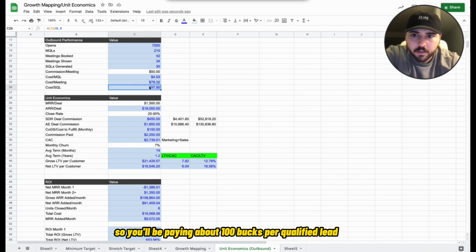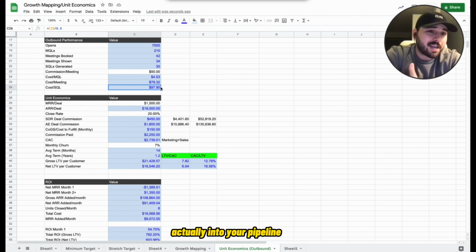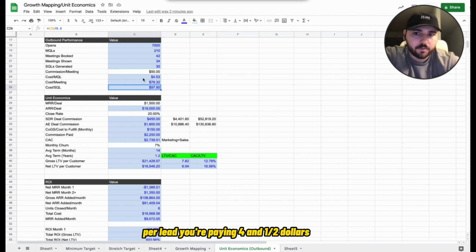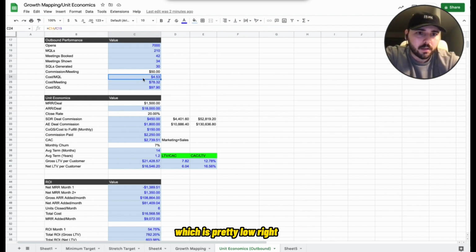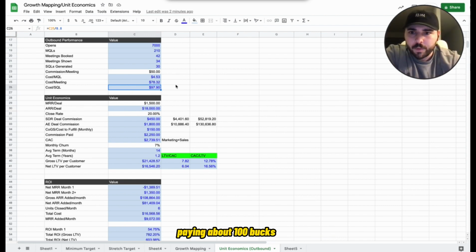Okay, so you'll be paying about $100 per qualified lead, which is a per qualified lead actually into your pipeline. So not just per lead. Per lead, you're paying $4.50, which is pretty low, right? Like for a marketing qualified lead, that's relatively low. And then per sales qualified lead that you've actually accepted into your pipeline, you're paying about $100.